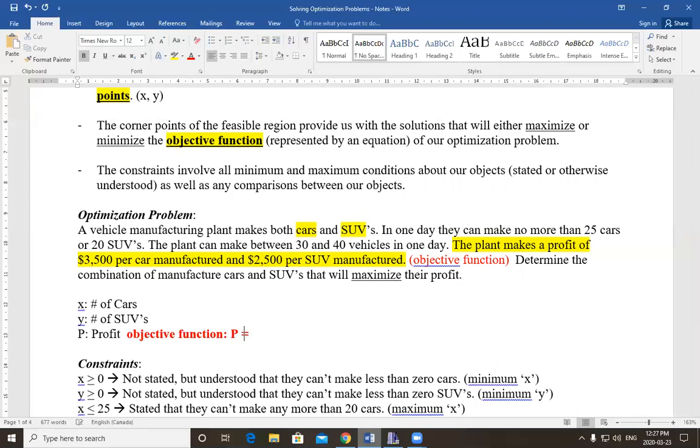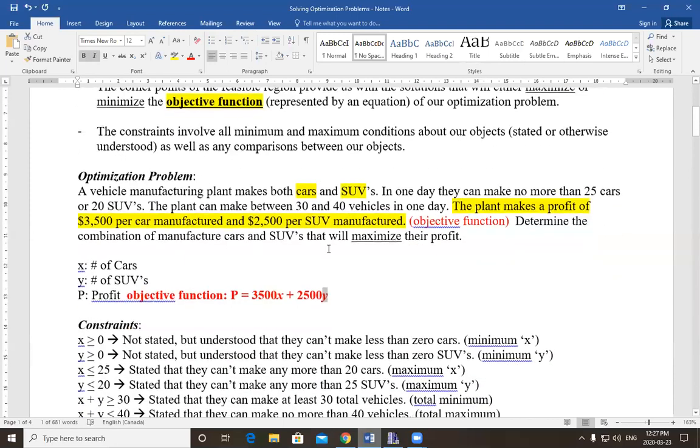Our profit P comes from $3,500 per car and $2,500 per SUV. So if cars are X and $3,500 per car, it would be $3,500 times X plus $2,500 times Y. So that would be our objective function that we will be looking to find, the maximum profit. And our X and Y coordinate is going to come from this feasible region. That's important there. All right, so we'll start with the objective function.